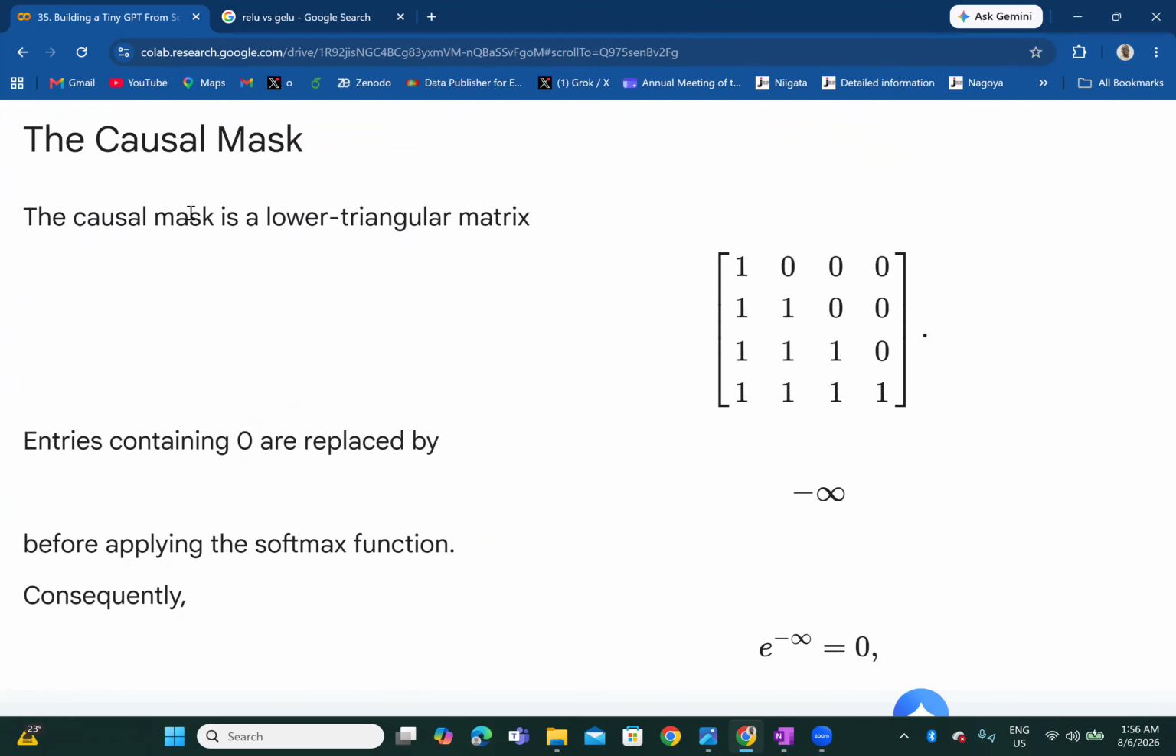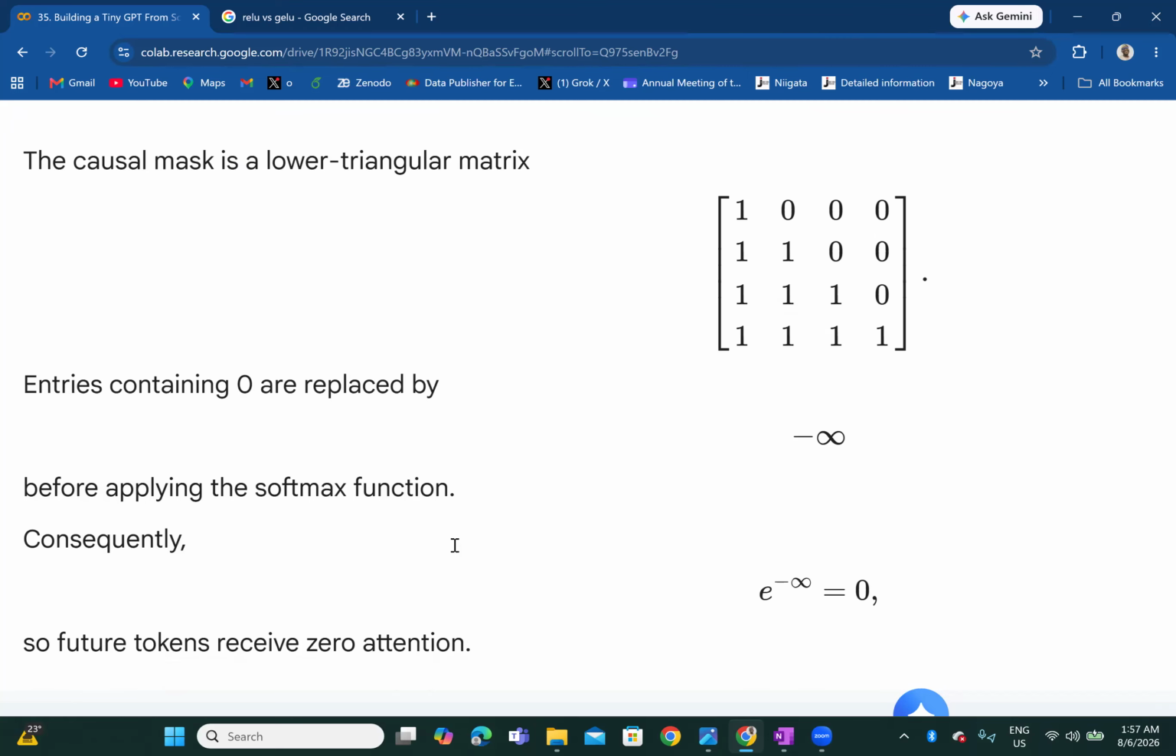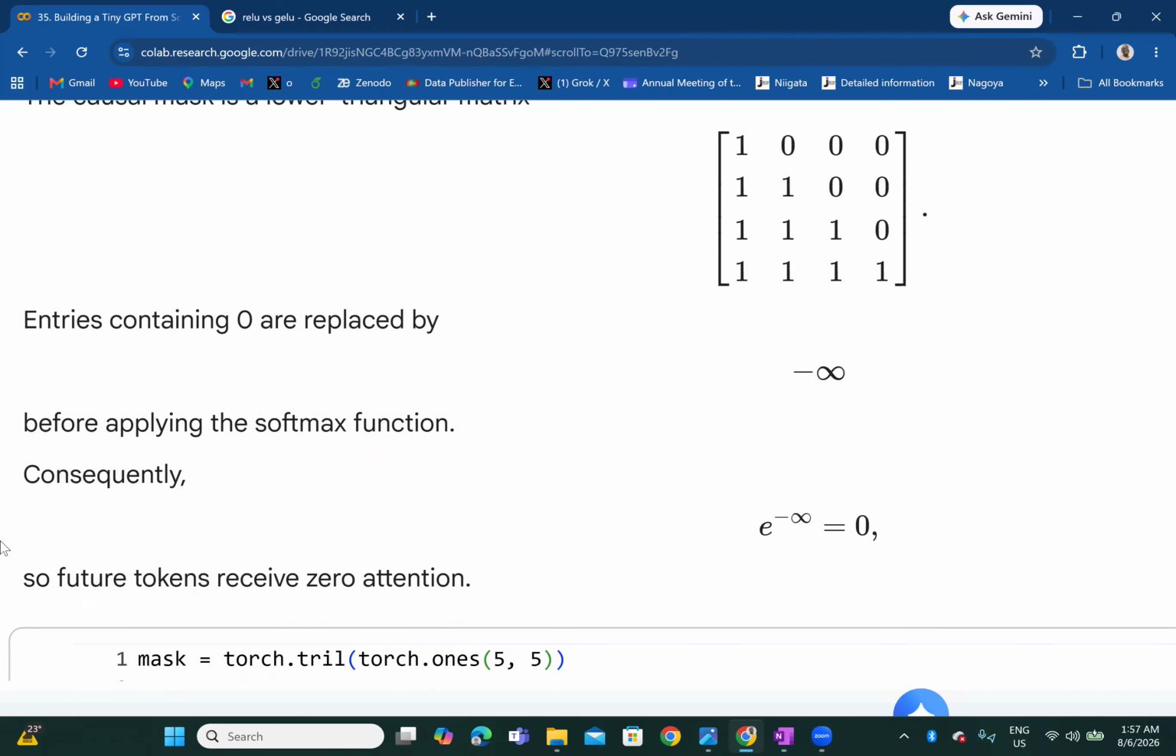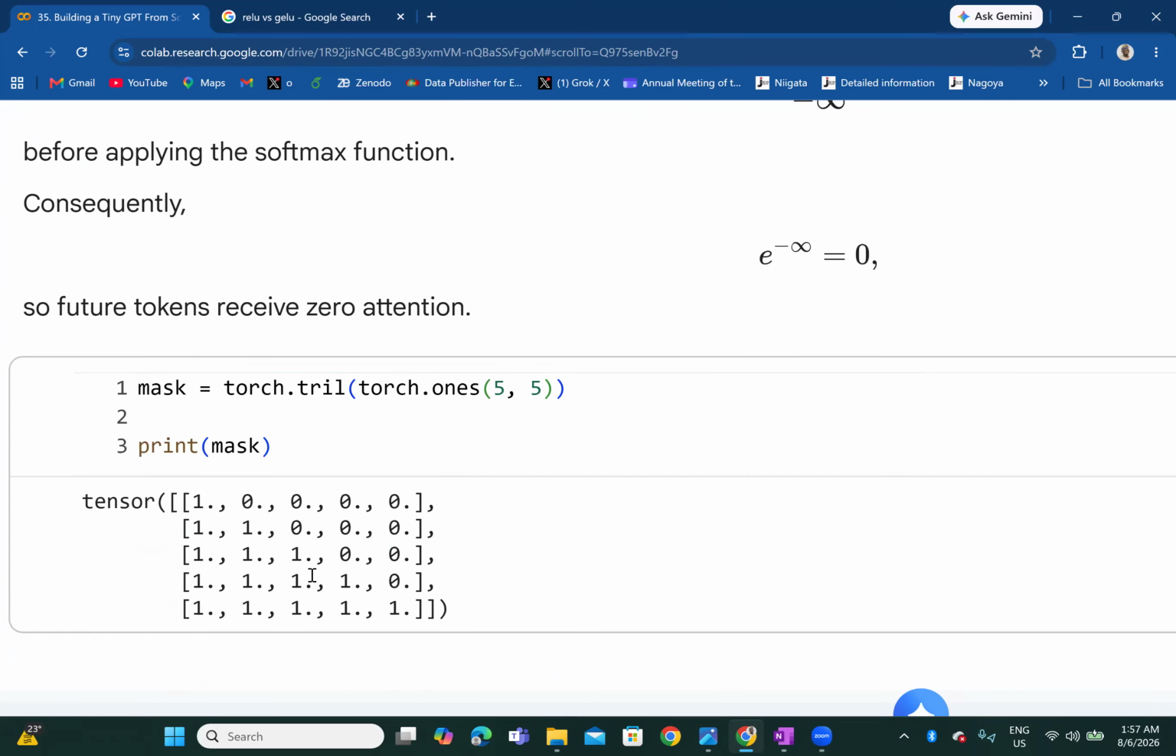So the causal mask is a lower triangular matrix like this. It has ones all on the principal diagonal and everything below, then everything above is zero. Entries containing zero are replaced by minus infinity before applying the softmax function. That's e raised to minus infinity, which ends up being zero. Consequently, e raised to minus infinity is zero, so future tokens receive zero attention in that regard.